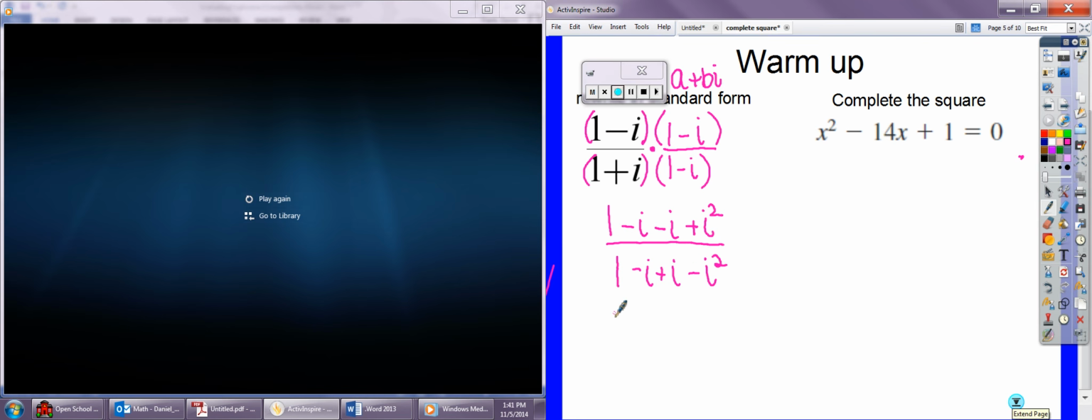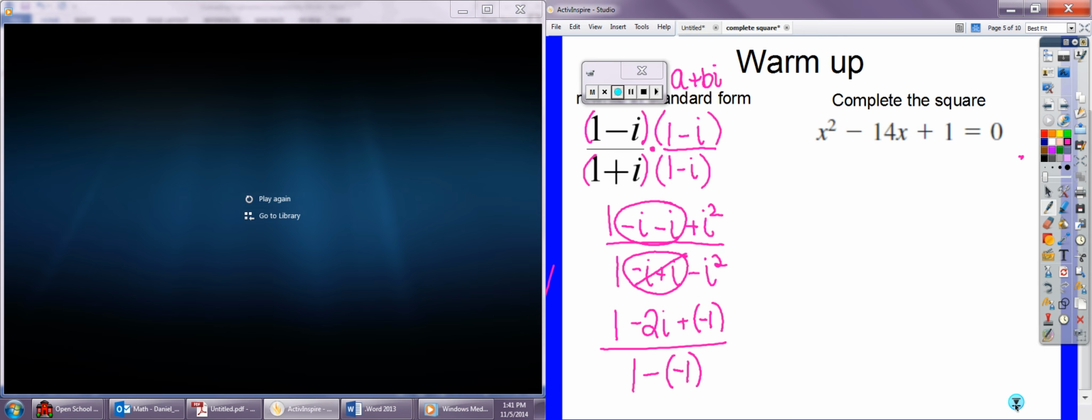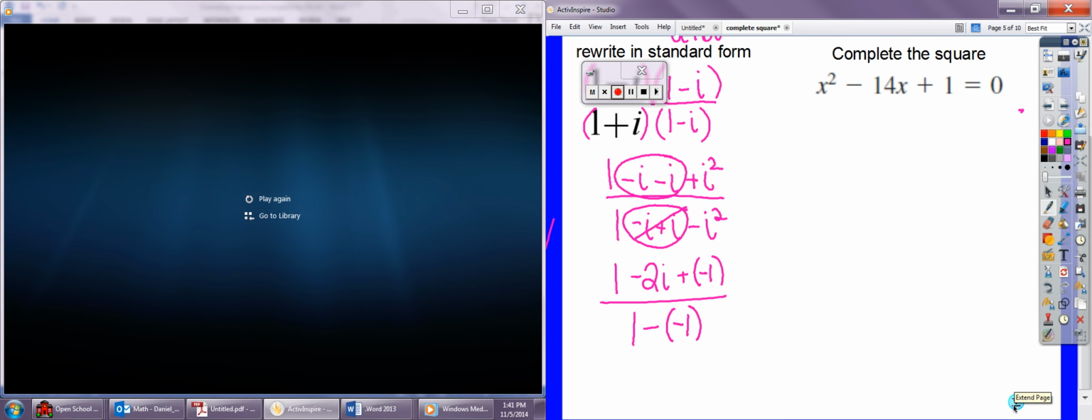Negative 1. Good. So we have 1 minus i gives me minus 2i plus i squared, which is a negative 1. Over, what happens in the denominator? What happens to these two pieces? They cancel out. So I get 1 minus, what's i squared again? Negative 1. Okay? Now I need to simplify. I have 1 minus 1 in the numerator. What's that? 0. So 0 minus 2i in the numerator.